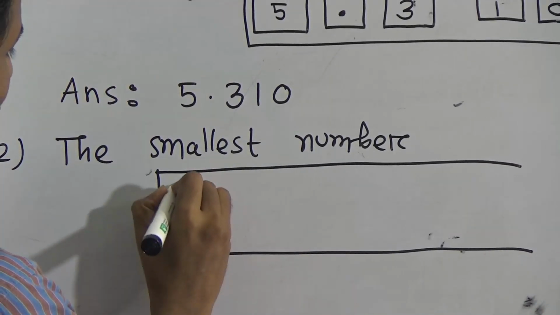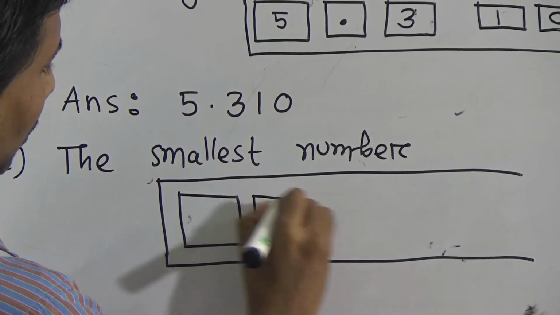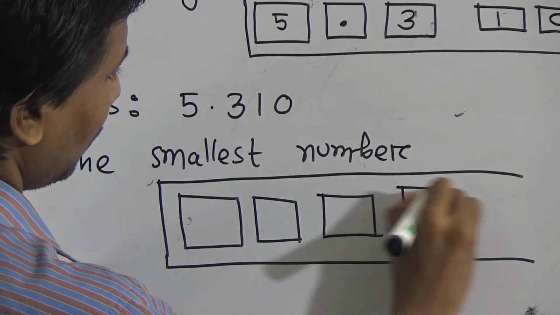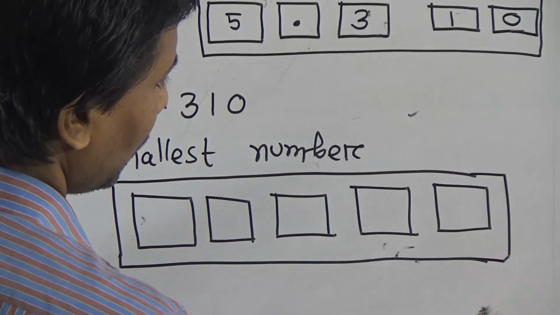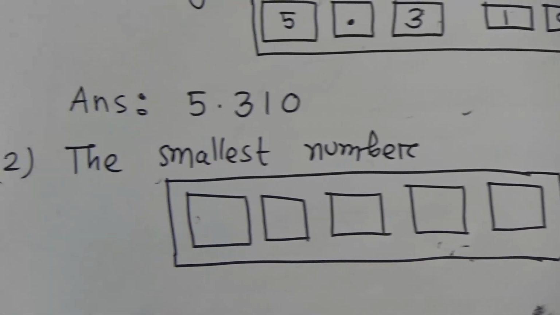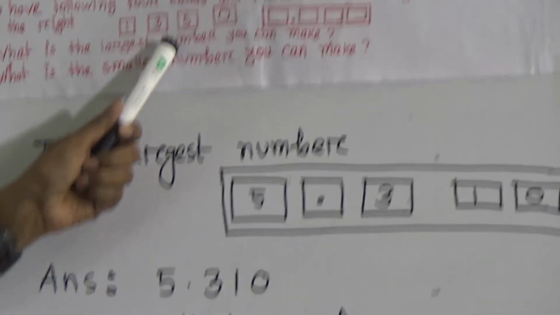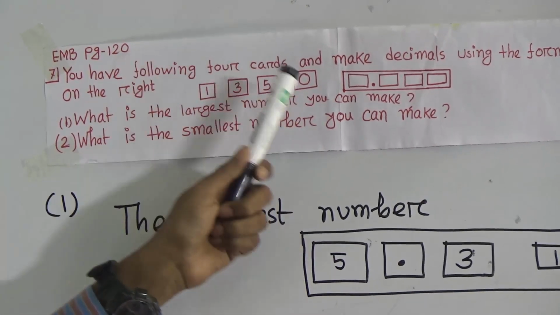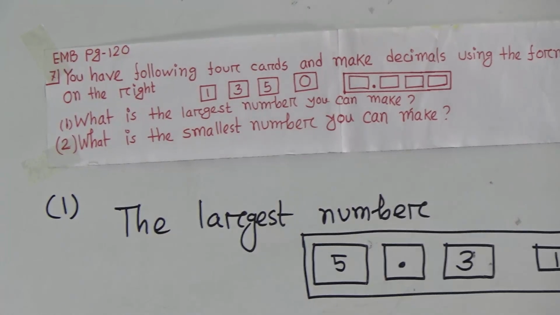Okay, look, now we have to make the smallest number. You see, among the 4 cards, which one is the smallest? Obviously 0 is the smallest number. Then except 0, which one is the smallest? Then 1, then 3, then 5. So at first you have to write the smallest number. So right here, the smallest number is 0.